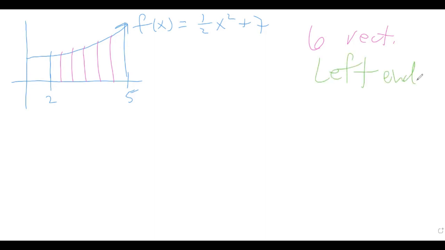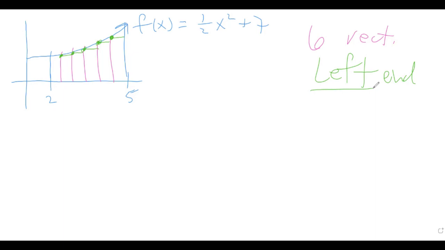left endpoint. That means that in your rectangle, in your region, you go to the left and draw your rooftop from the left. Go to the next one, draw from the left. Go to the next one, from the left. Let's try that one again. Like that, like this, and then like that. That's what it's going to look like for left.